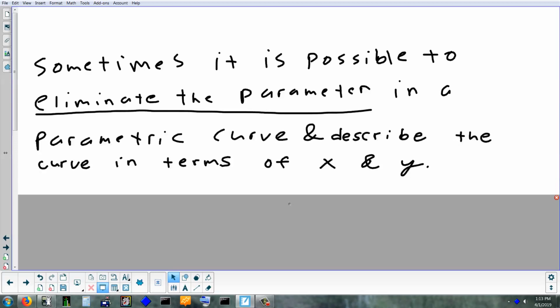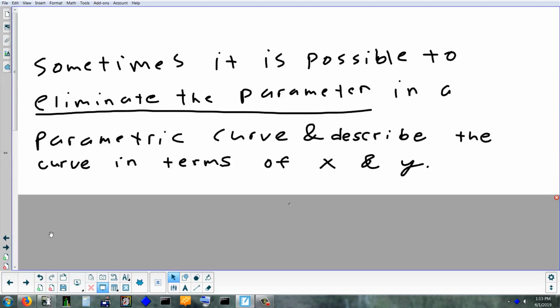So when you eliminate the parameter, what you're doing is you're describing the equation in terms of x and y only. You are getting rid of the t. Think of the t as like a middleman, right? It's in both equations. There is a way to get rid of it and just go back to what we used to have, x's and y's.